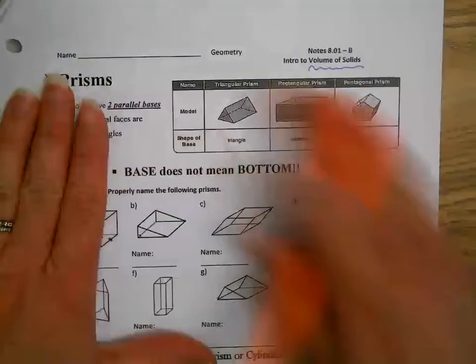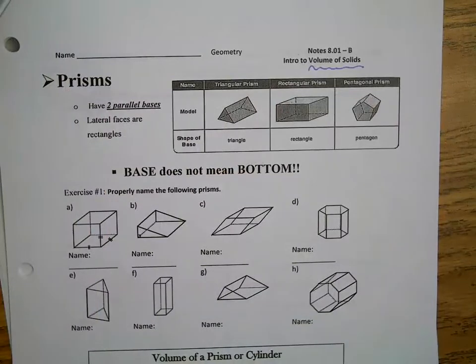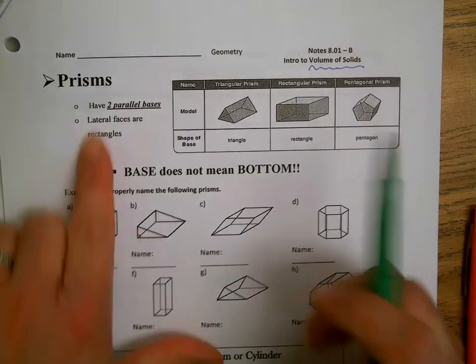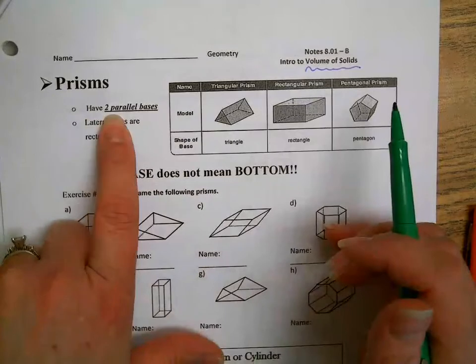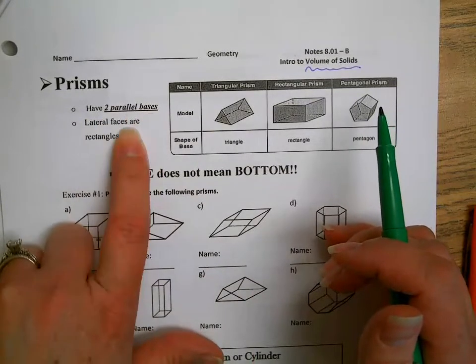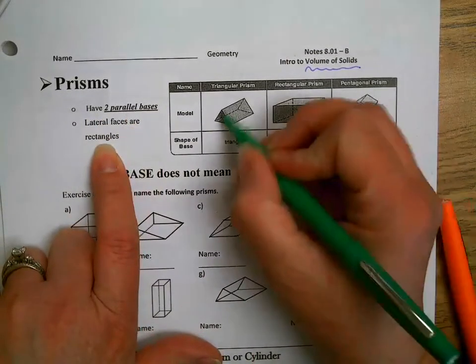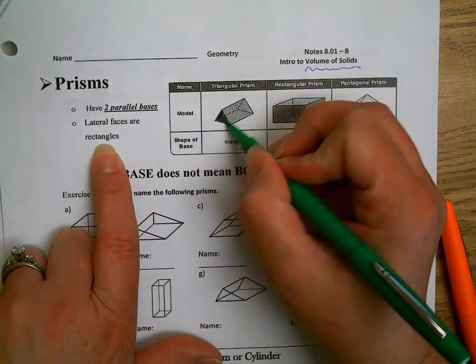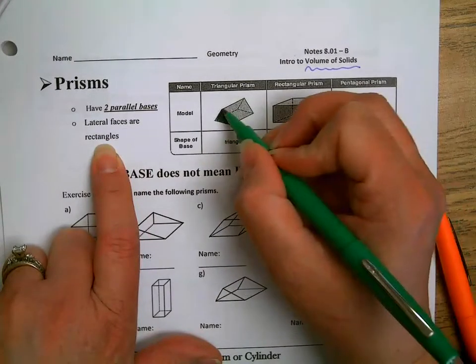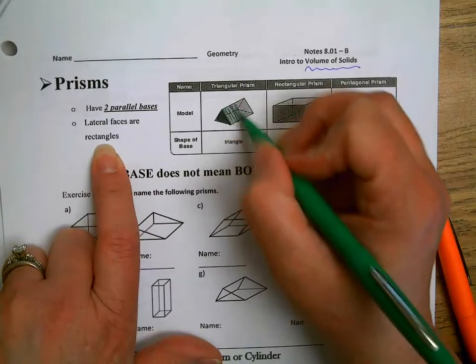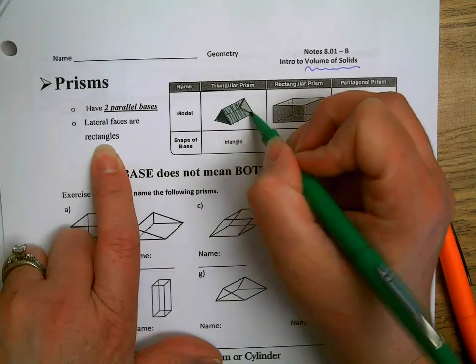So first little section here is meant to be some vocabulary review. So looking at the top of the page, prisms. A prism has two parallel bases and lateral faces are rectangles. So between this triangle, that's kind of translated. So imagine that's stacked a ton of times from there to here.